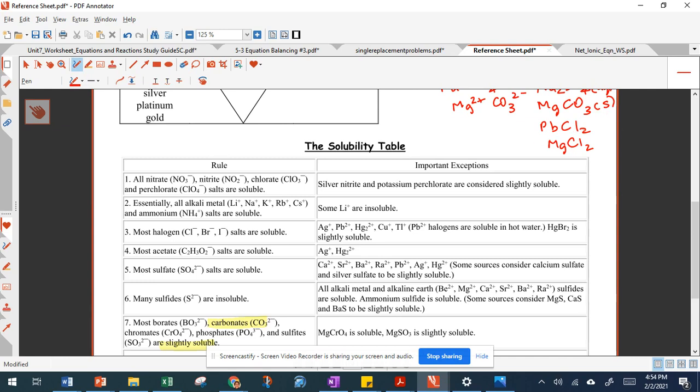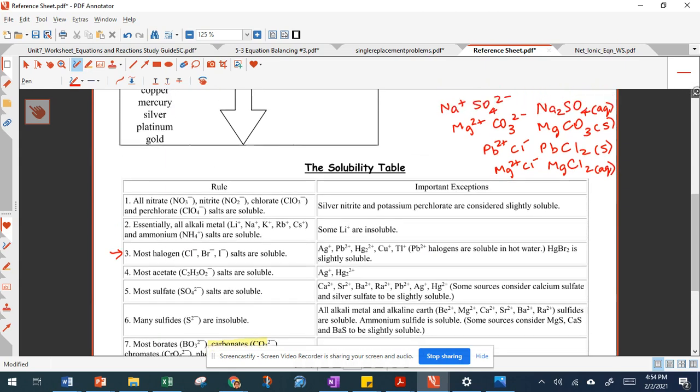For the next one, we have lead, and we have Pb2+ and Cl-. Okay, the first rule we see that applies is rule number 3. It says most halogens are soluble, but we have an exception. We have Pb2+. So again, this would be a solid. We look at the next one, magnesium chloride. This same rule applies for magnesium chloride because we have Mg2+ and Cl-. So we see that most halogens are soluble with magnesium chloride. We do not have an exception, so this would be aqueous.